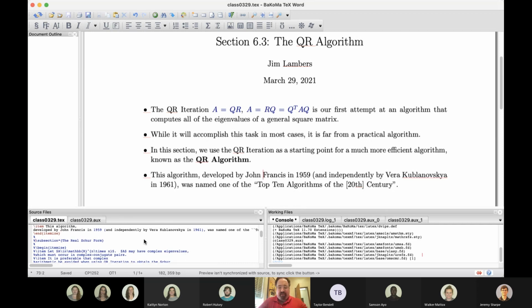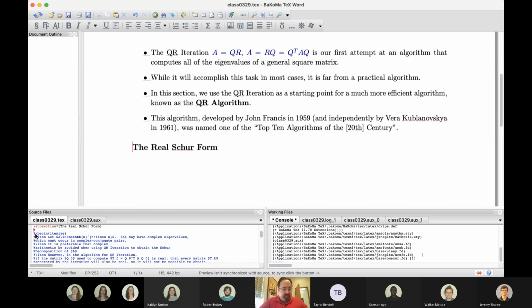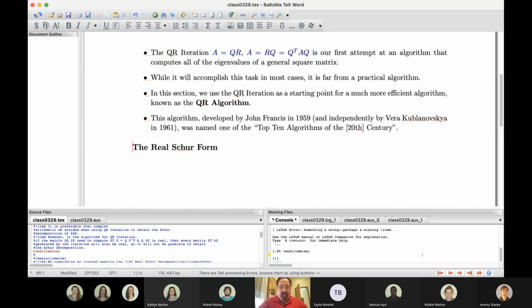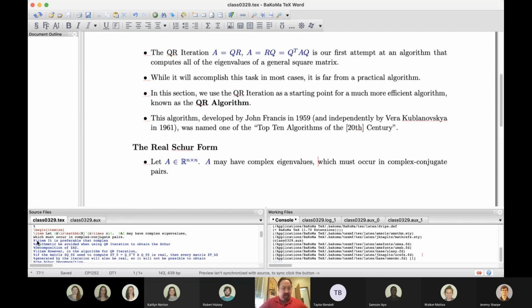So first, I need to describe, from original matrix A, what eigenvalue revealing form are we going for? It's called the real Schur form. So we're going to assume, for simplicity, that A is a real matrix. So it may have complex eigenvalues, and that's something we're going to have to spend some time dealing with on Wednesday. But at least we know that they're complex conjugate pairs if they do.